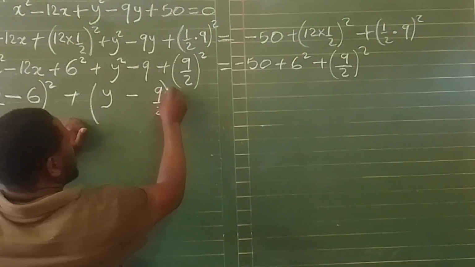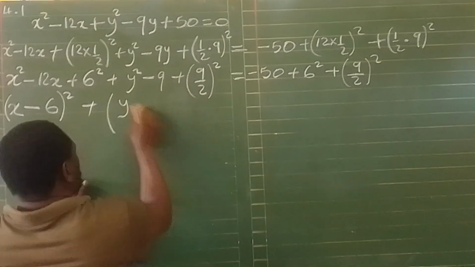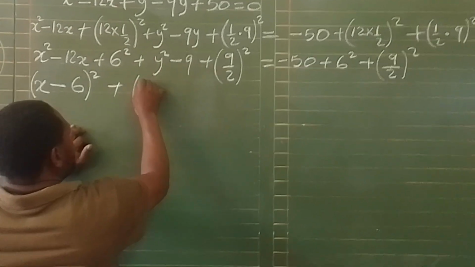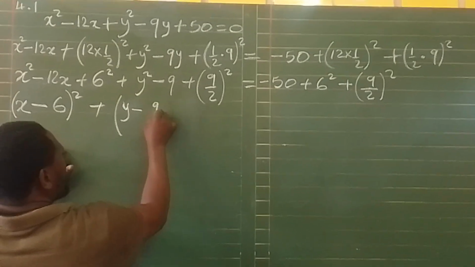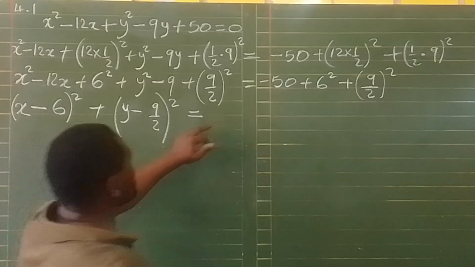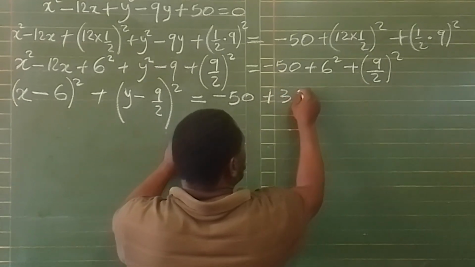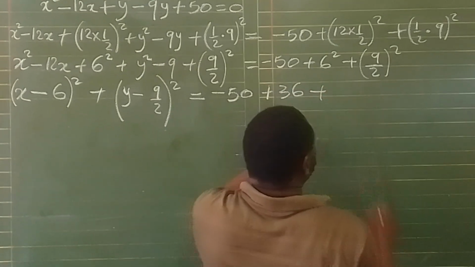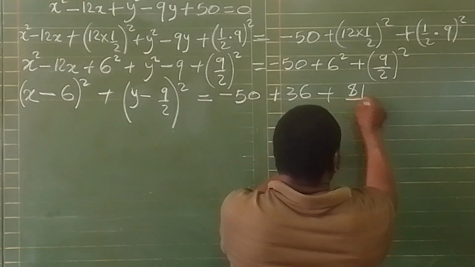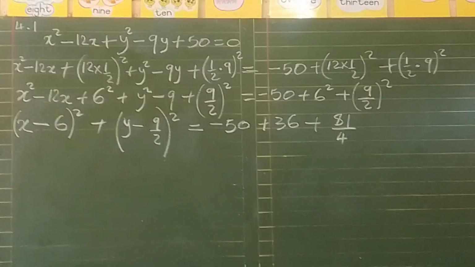You square that. Let me write it in a way that it won't disturb the visual of the camera. (y minus 9 over 2) squared equals minus 50 plus 36 plus 9 squared, which is 81, over 2 squared, which is 4. Right. Grab your calculator.